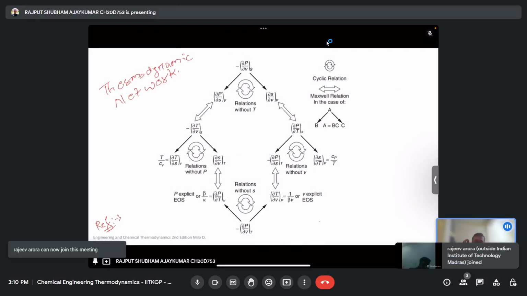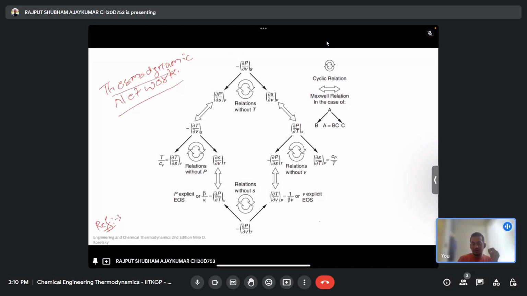So what I've shown up here is the thermodynamic network. These are the different things that you might know from the lecture notes that are already discussed. It's just a quick way to show you what the thermodynamic network actually means. If you see here, there are three different relationships: pressure, temperature, and volume. The first one relates the temperature, the second is pressure, and the third is volume.